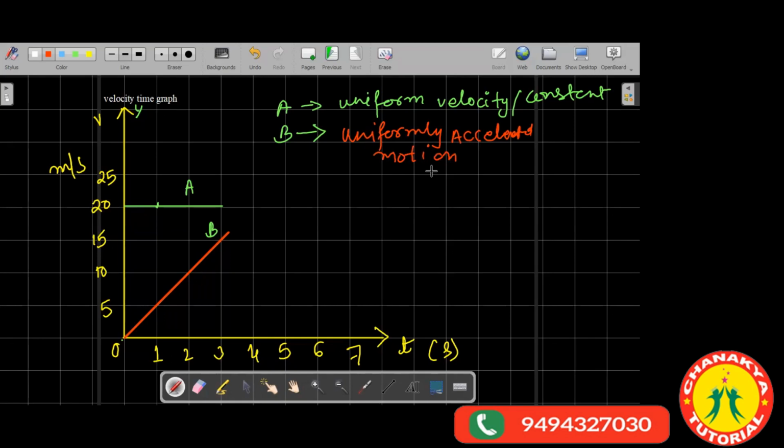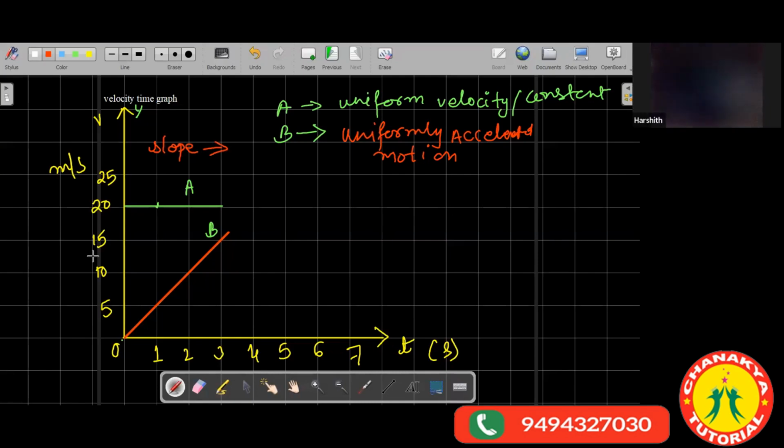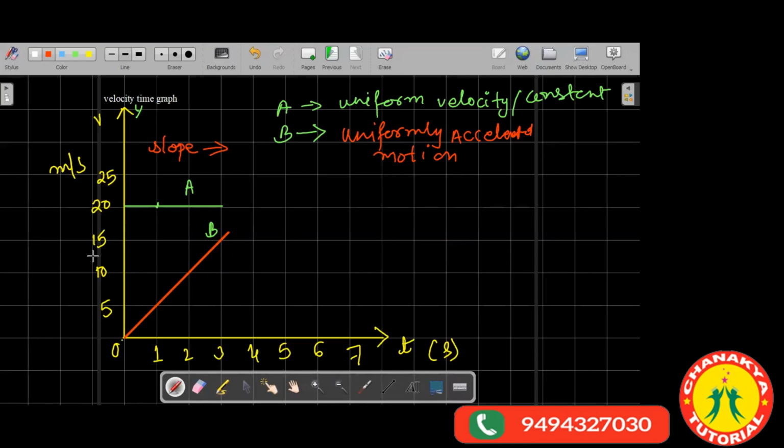Now, this graph is very important. In this graph, we have two important concepts. If you find out the slope or the gradient of the curve here, how do we find out the slope? Perpendicular by base. y2 minus y1 divided by x2 minus x1. That is how we find out the slope of this curve.